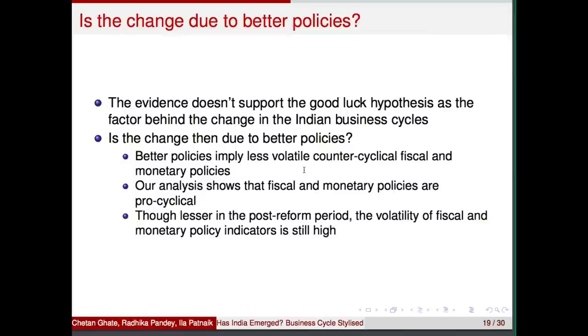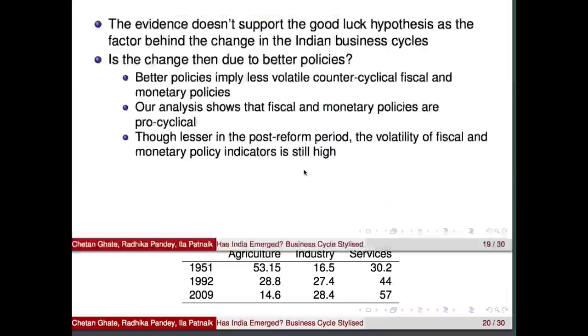Also, if we look at better policies, when do we say that better policies would account for the business cycle changes? Better policies would imply less volatile and more counter-cyclical fiscal and monetary policies so that they can play a macro stabilization role. But in the Indian context, we do not see evidence of either less volatile fiscal and monetary policies or counter-cyclical fiscal and monetary policies. Our analysis shows that fiscal and monetary policies are pro-cyclical and they are volatile in the post-reform period. Hence, we claim that good policies are also not responsible for the changes in the business cycle fluctuations.